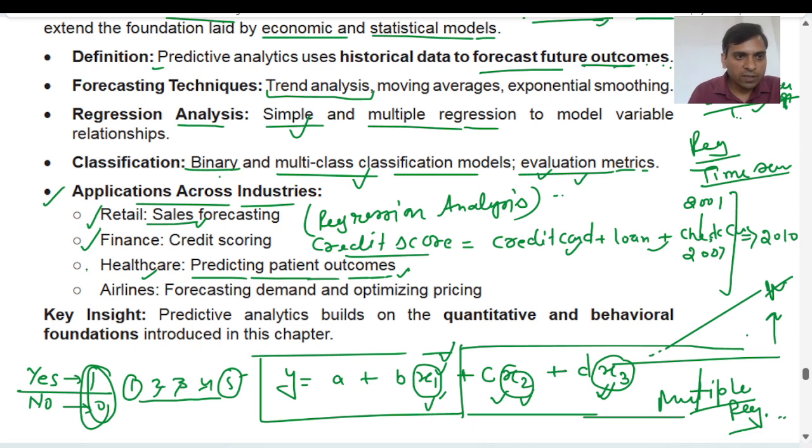So these kinds of things. And in airlines, forecasting demand and optimizing pricing. In the airlines industry, as the demand increases, the price of flights also increases. Just like in season, in winter season, in summer season, in cool areas, the price increases in airlines. So this is one example of forecasting demand and optimizing pricing. Optimizing pricing means fixing the pricing, neither maximum nor minimum.